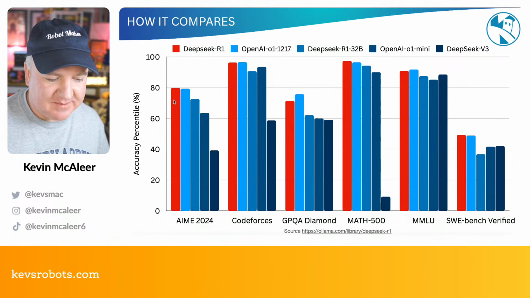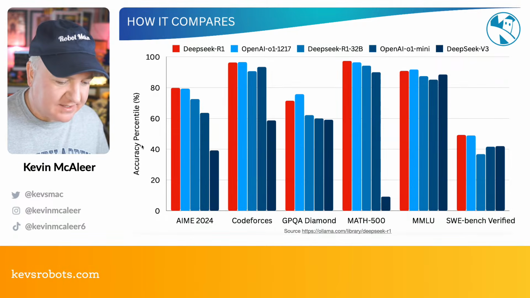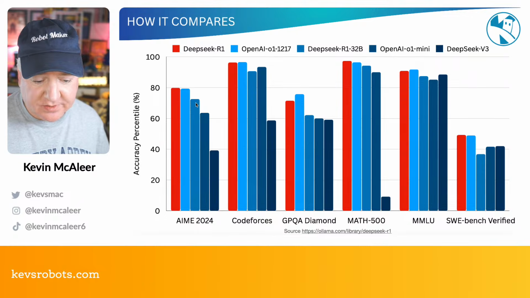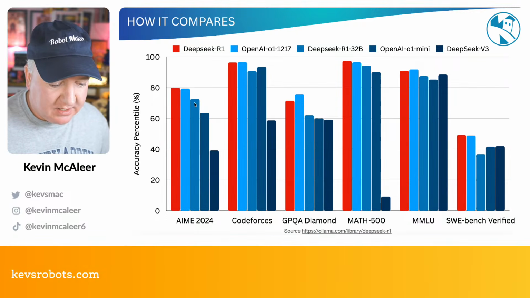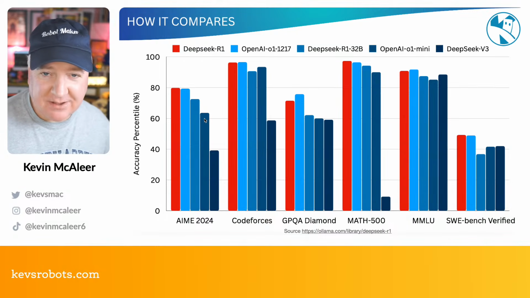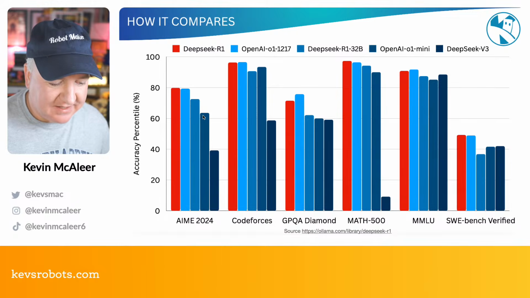And you can see there DeepSeek R1 is actually winning, so the accuracy percentile is higher than the OpenAI, which is the ChatGPT one. The smaller size one, the 32 billion size model, only scores slightly less accurately. And then we've got the OpenAI o1 mini, which is their very fast one. You can see that's significantly less performant. And then finally we've got DeepSeek version 3, which is down here.